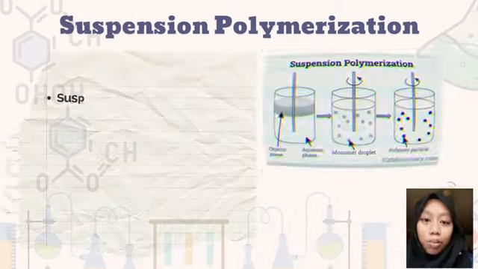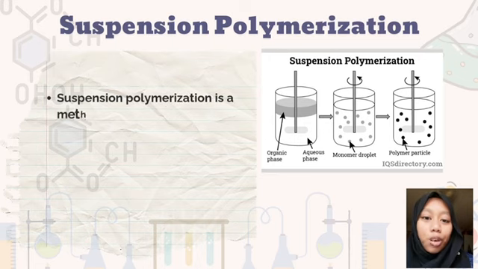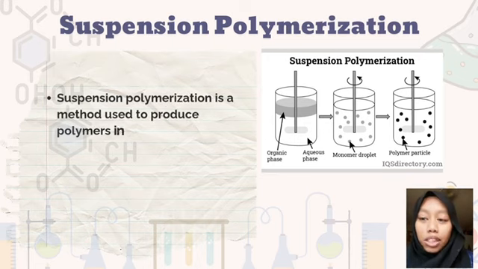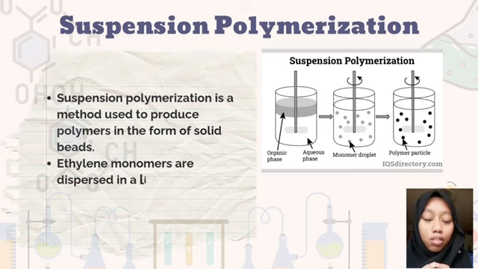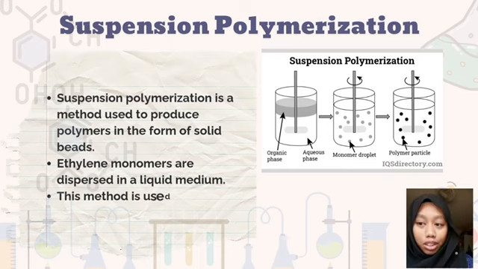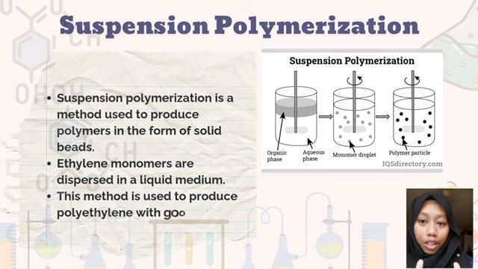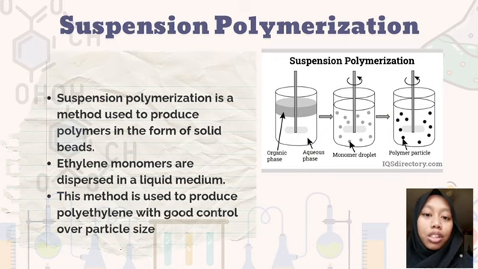So I will present about suspension polymerization of polyethylene. Suspension polymerization is a method used to produce polymer in the form of solid beads. Ethylene monomers are dispersed in a liquid medium, and this method is used to produce polyethylene with good control over particles.